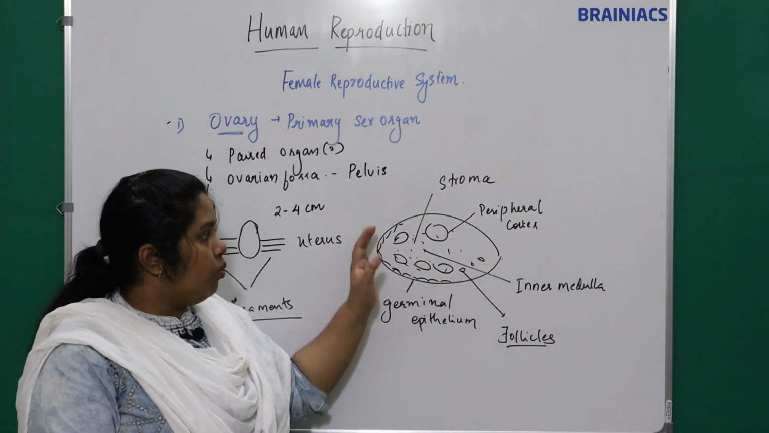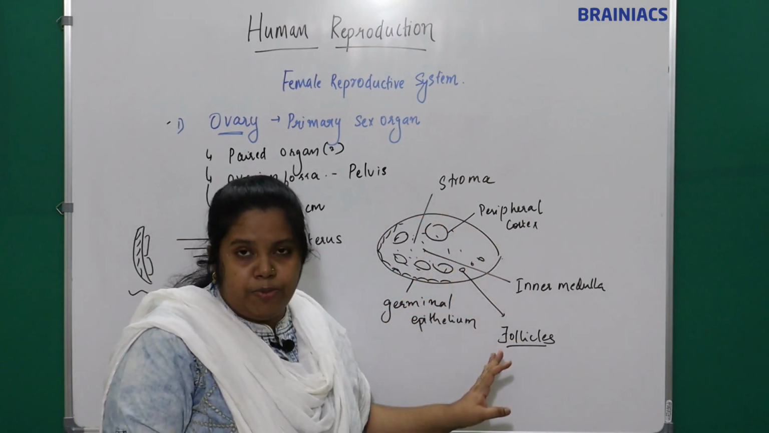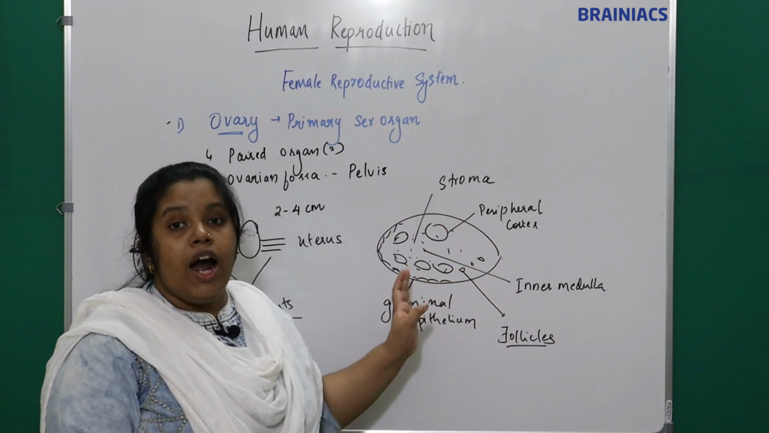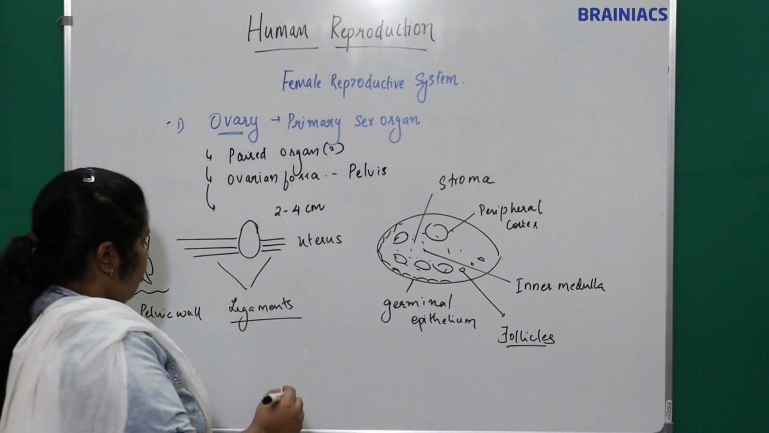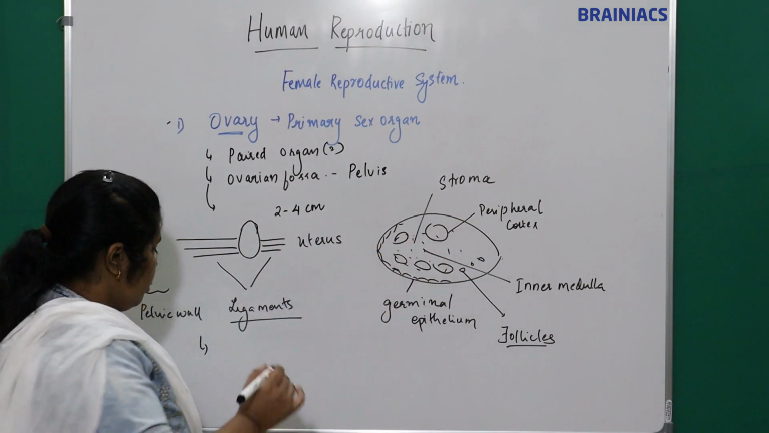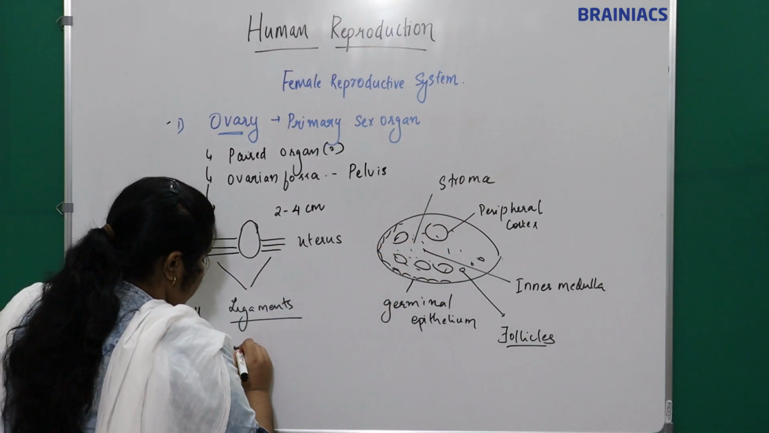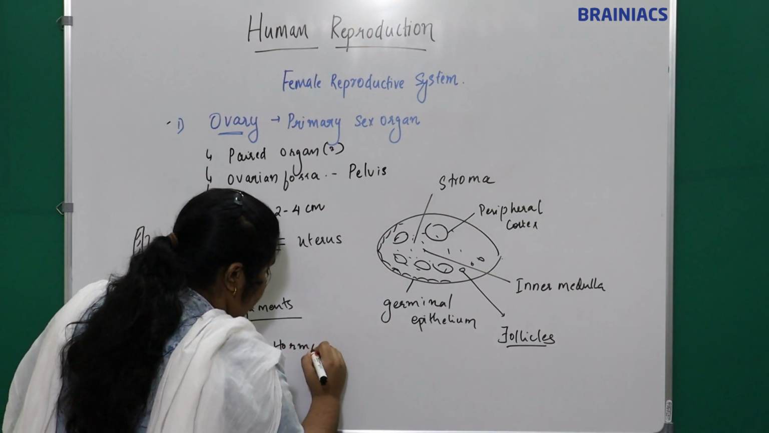So know that in the stroma we have the ovarian follicles of different stages. And what are the functions of the ovary? First we said that it produces ovum, right? Ovum is released from the ovary. So ovum production and what? The hormones. Hormones are secreted from the ovary.